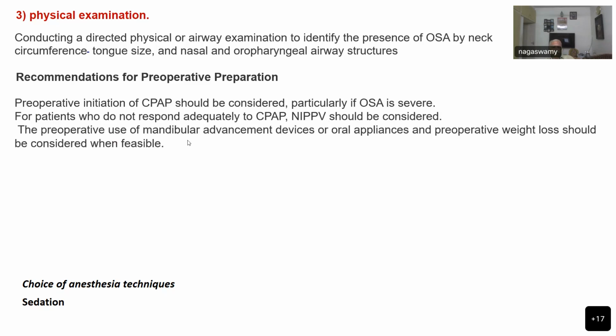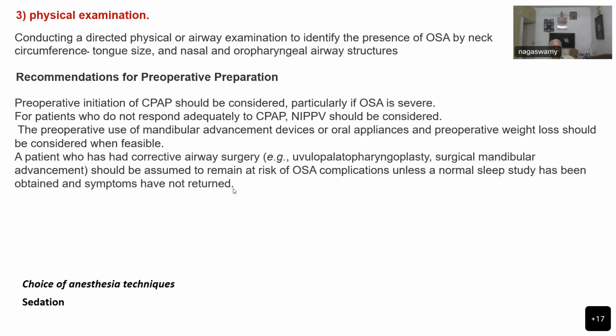And in some cases of elective laparotomy, where they have time, you can do what is called mandibular advancement or oral appliances, and also advise them for weight loss. For example, a patient coming for a laparotomy which is planned 2 months later, then you can do all these preparations. And a patient who had a corrective airway procedure like uvuloplasty or surgical mandibular advancement should be assumed to be at risk of OSA complications unless the sleep study shows a normal sleep pattern, which proves that there is no obstruction.